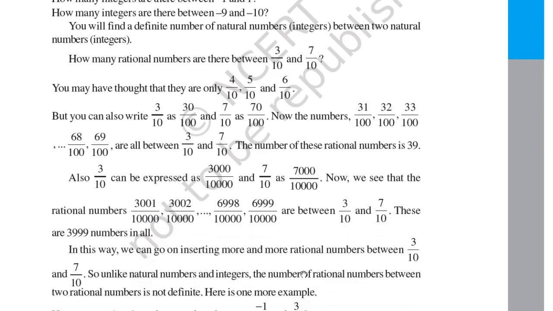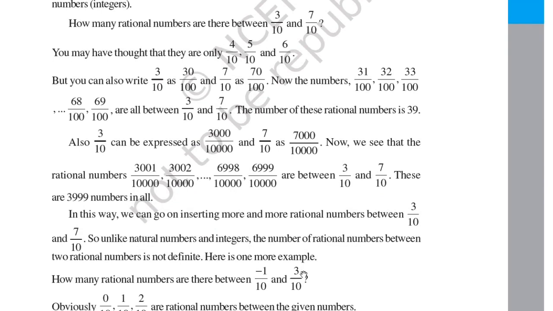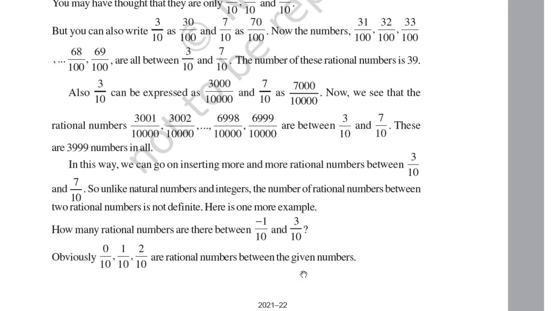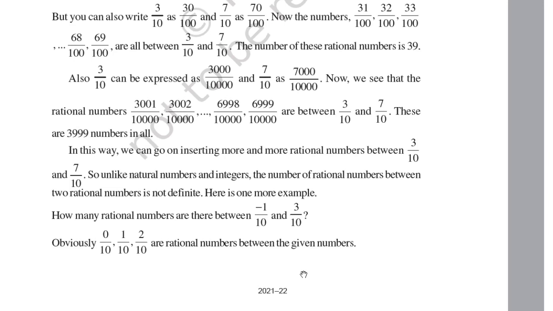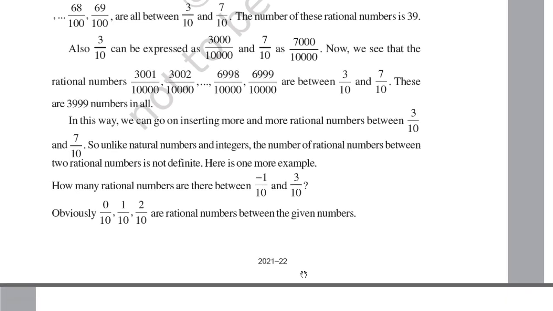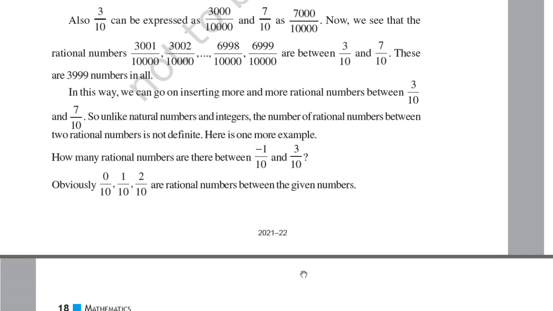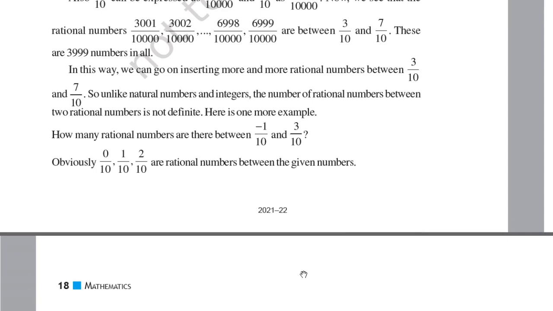Also, 3 by 10 can be expressed as 3000 upon 10,000 and 7 by 10 as 7000 upon 10,000. Can we see that the rational numbers 3001 upon 10,000, 3002 upon 10,000 and so on are between 3 by 10 and 7 by 10? These are 3999 numbers in all. In this way, we can go on inserting more and more rational numbers between 3 by 10 and 7 by 10. And so, unlike natural numbers and integers, the number of rational numbers between two rational numbers is not definite.